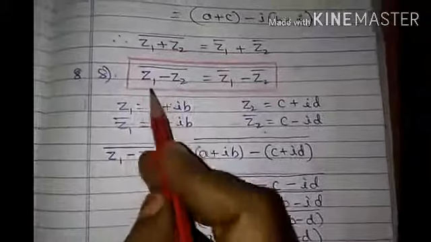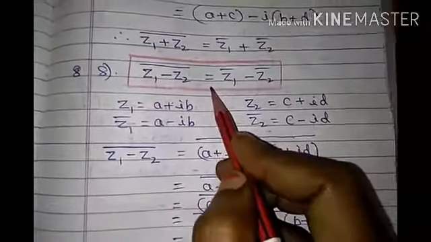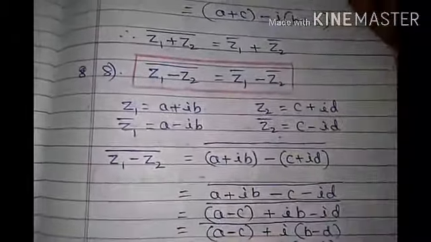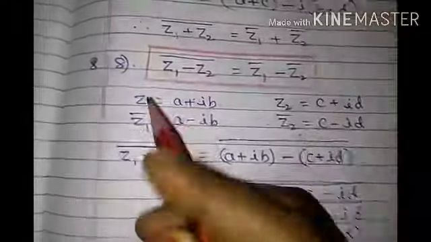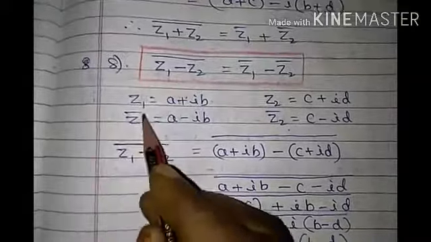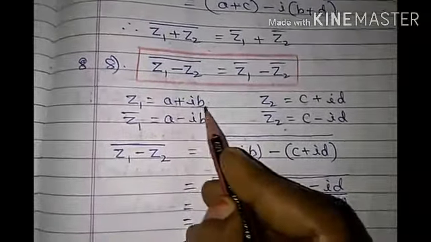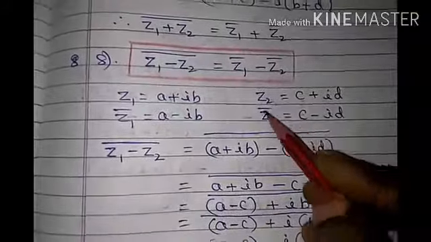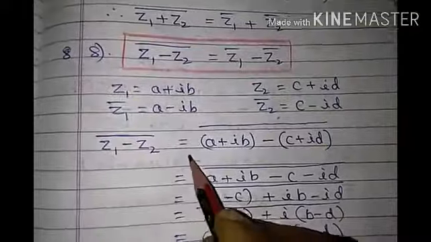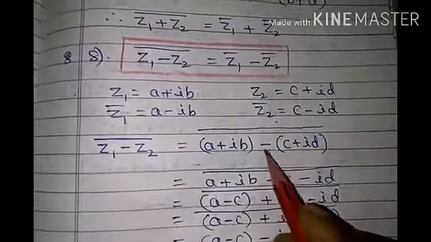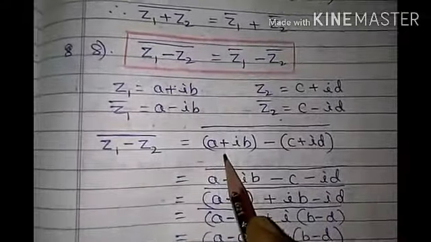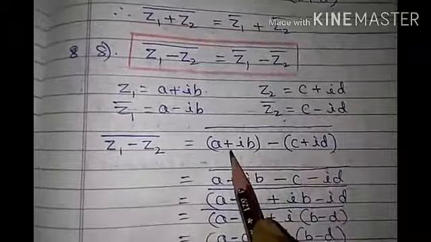Okay, the next one is z1 minus z2 whole conjugate equal to z1 conjugate minus z2 conjugate. Here also we are doing the same as in the previous property. z1 equal to a plus ib, z2 equal to c plus id. What is the conjugate of z1? Change the imaginary part, a minus ib. z2 conjugate equal to c minus id. Now z1 minus z2 whole conjugate equal to, z1 means a plus ib minus z2 means c plus id whole conjugate. That is equal to, subtract these two complex numbers.